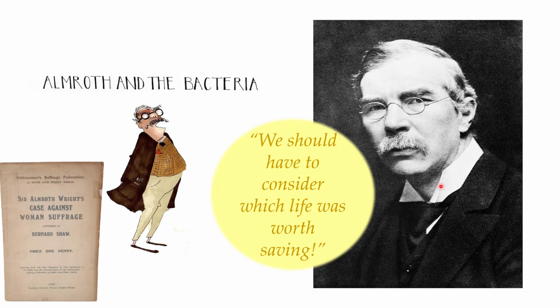Sir Almroth Wright was against women's suffrage, the voting rights to women, because he had a certain belief system. He did not think women could match up to men in terms of brain, thinking, capability, etc. So he wrote about it, and in answer to what he wrote, G.B. Shaw wrote his answer. Here it says, Sir Almroth Wright's case against women's suffrage, answered by Bernard Shaw.